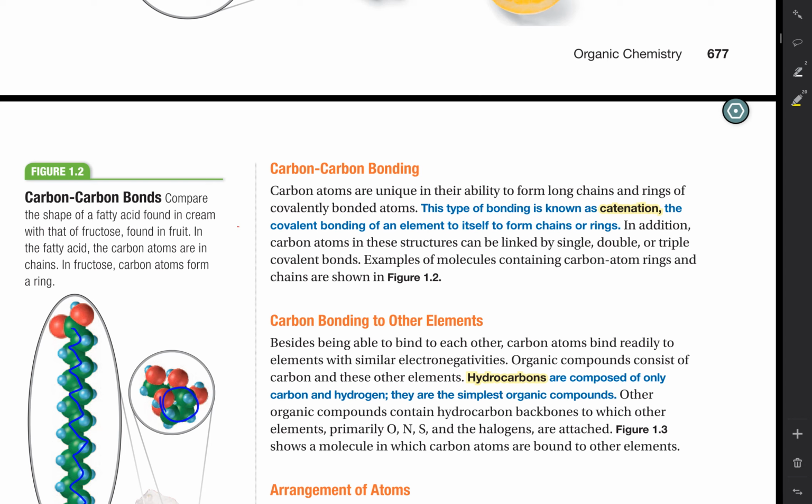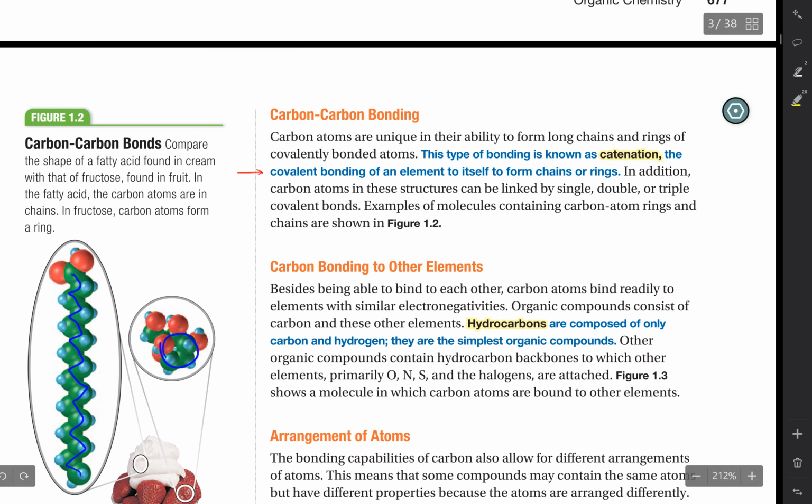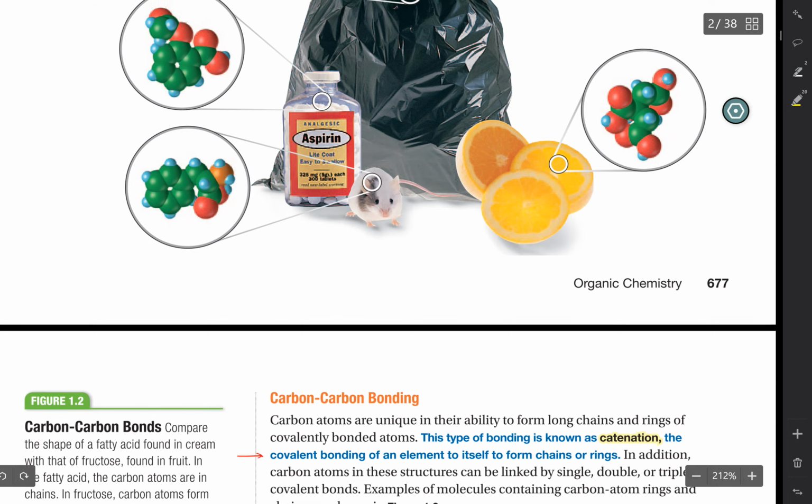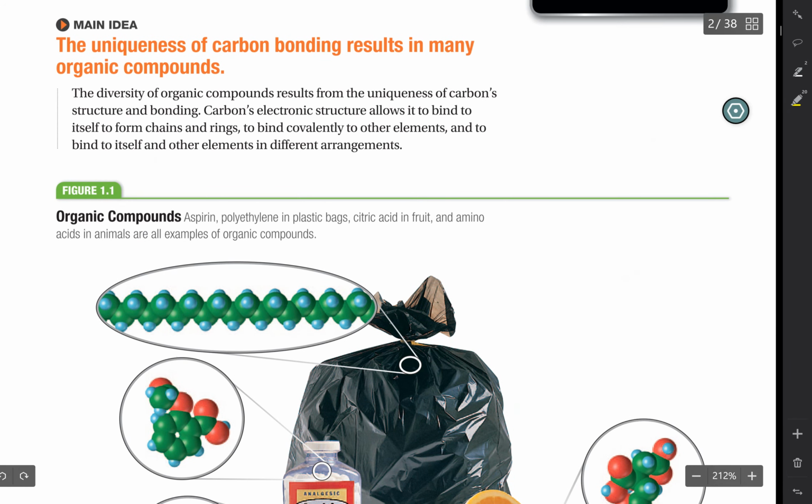The covalent bonding of an element to itself to form chains or rings is called catenation. This property is available in carbon. So that's why it says the diversity of organic compounds results from the uniqueness of carbon's structure and bonding.